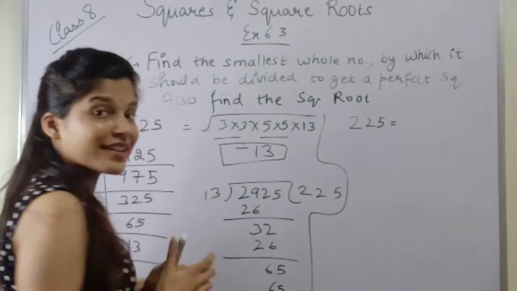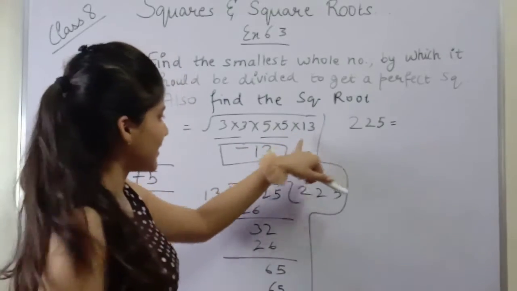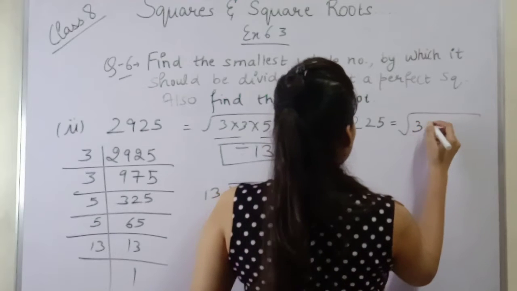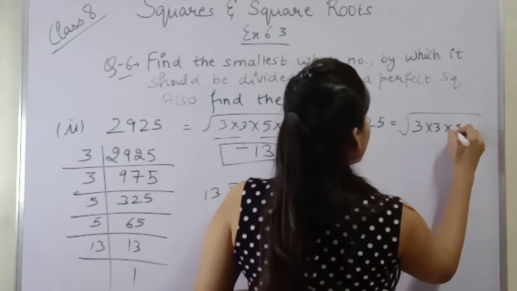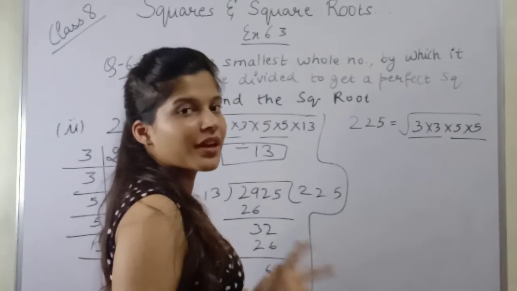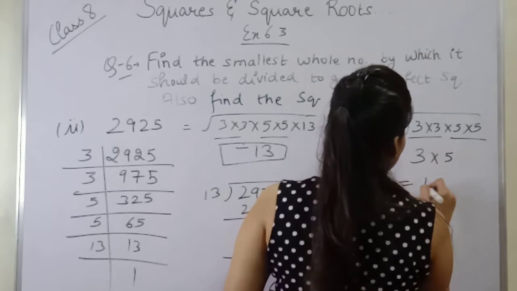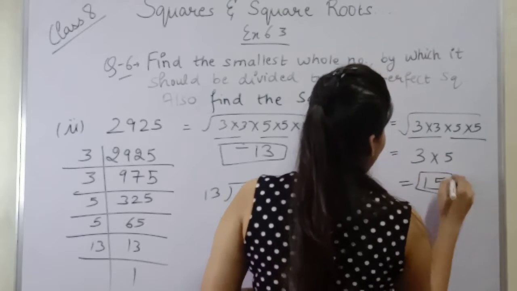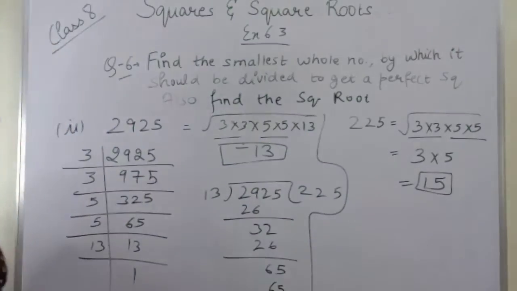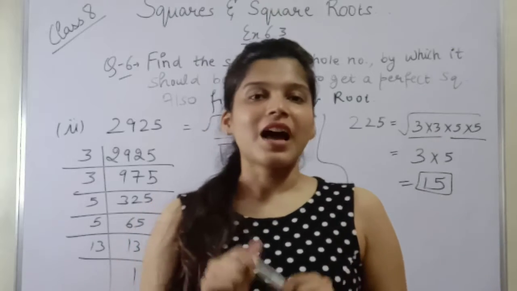Its factors, again we all know, will be 3 into 3 into 5 into 5, because we have just eliminated 13. So it means that the factors of 225 are 3 into 3 into 5 into 5. We can make two pairs, one pair of 3 and another pair of 5. So 3 into 5 will give us 15. So it means that 15 is the square root of 225, and 225 is now a perfect square. So this was our second part.